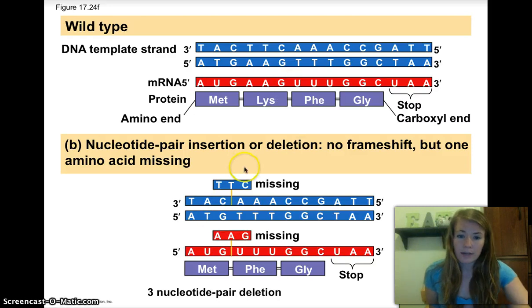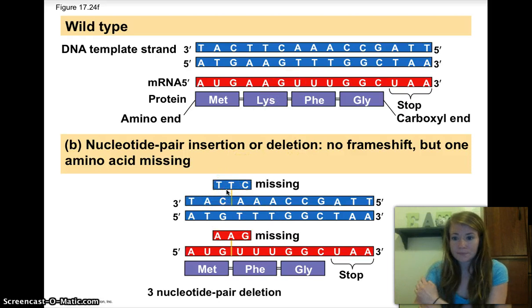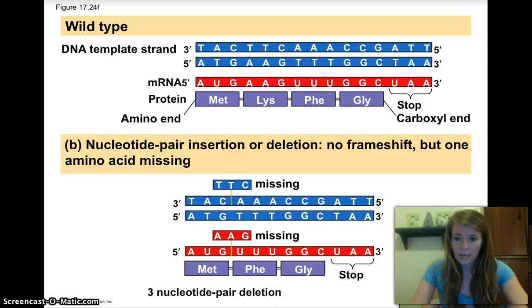So here, for whatever reason, TTC got taken out. So down here, we were missing AAG. So we still have our MET, phenylalanine, and glycine, and our stop codon. So everything that follows is unaffected because our reading frame hasn't shifted. We are missing that one amino acid, and that could be really devastating if it alters the structure of the protein, or it might have no effect at all.